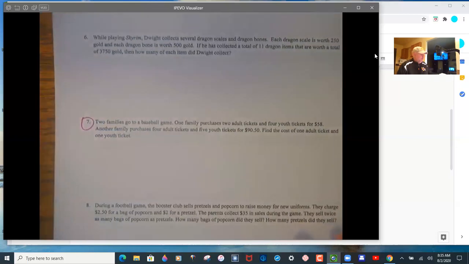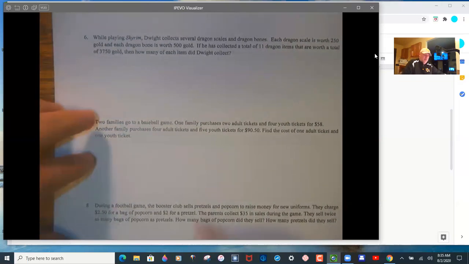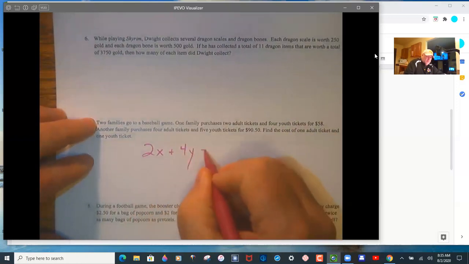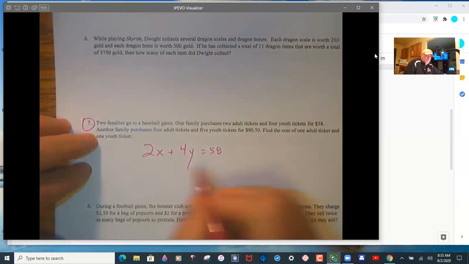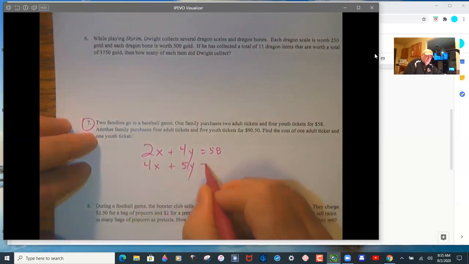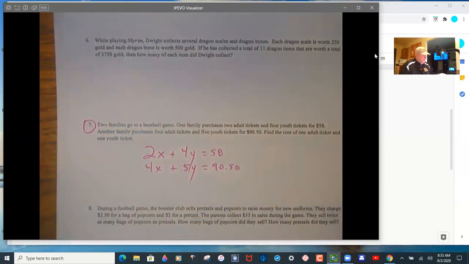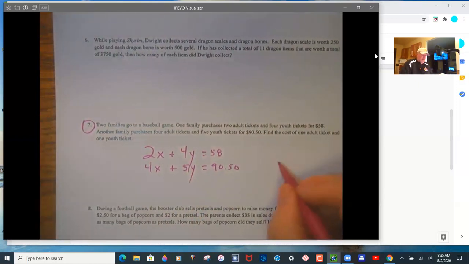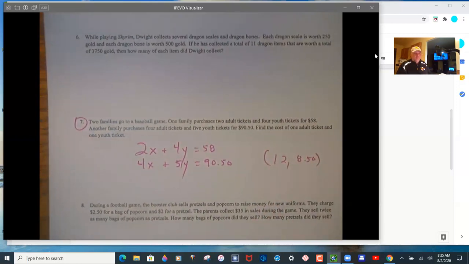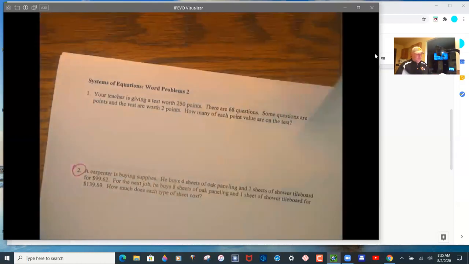So the rare moment of a type 3 problem there. Problem 7 is the 2 sets of 3 corresponded values. Again, 2 adult tickets and 4 youth tickets cost $58. 4 adult tickets and 5 youth tickets cost $90.50. Okay, what is the solution? 12 and $8.50 is that. The 2 sets of 3 corresponded values is very, very simple.